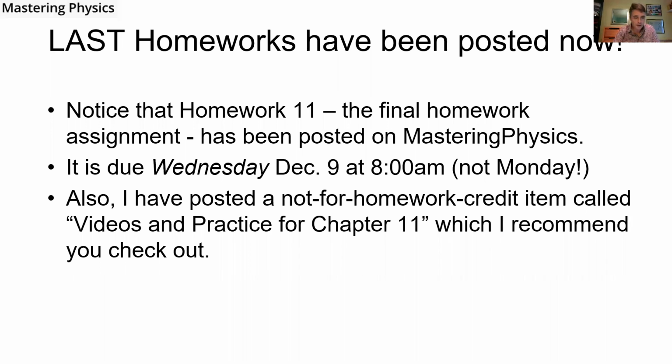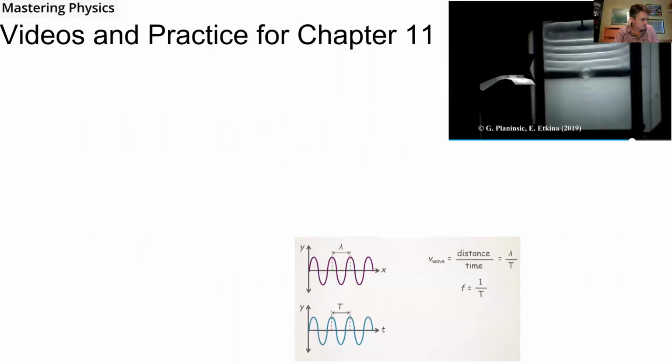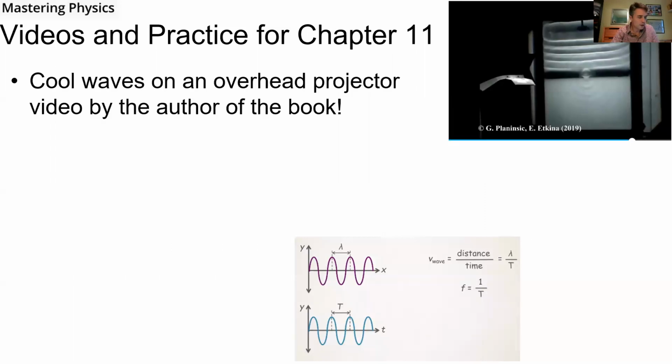Also, I have posted one of these not for homework credit items called videos and practice for chapter 11, which I would recommend that you go check out. It's got this cool video of a ripple tank. It's a little tank of water that they've put on an overhead projector, and they're making waves in it. When the light shines through, you can see those waves as shadows in the overhead projection. They're showing plane waves going through a little opening in a barrier and then coming out as circular waves.